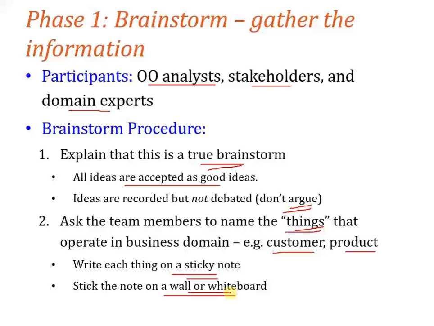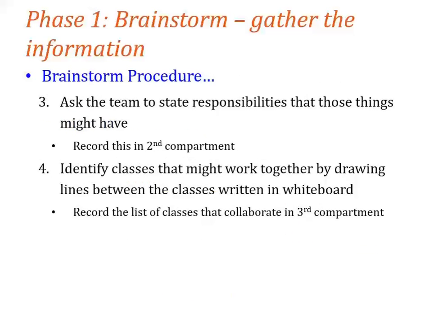this can be used for the analysis process also. The third step is that again we'll be asking the team to share the responsibility of those things. So initially we have identified the things, we have named the things. Now the responsibilities of the things will be identified. Record this in the second compartment. And finally, again we will be identifying the classes that might work together, so to identify the collaborators, and record them in the third compartment. So based on these 4 steps, the brainstorming procedure is completed.